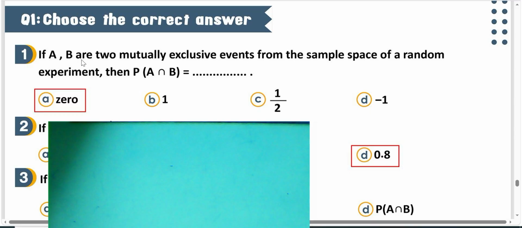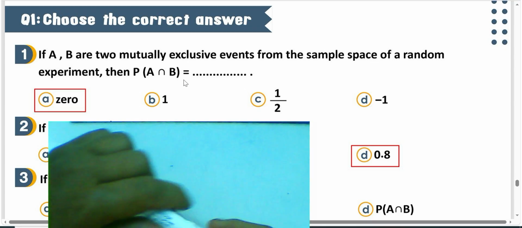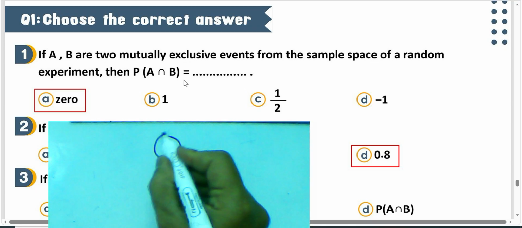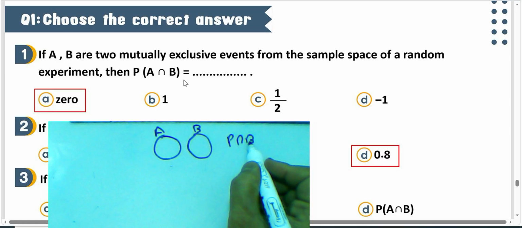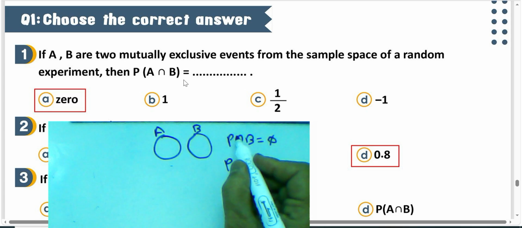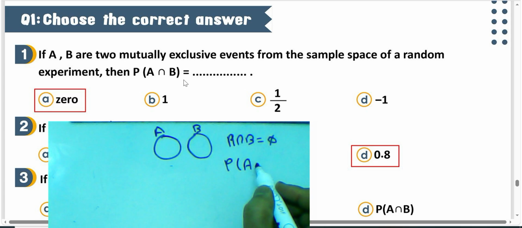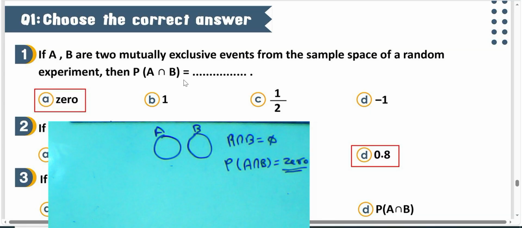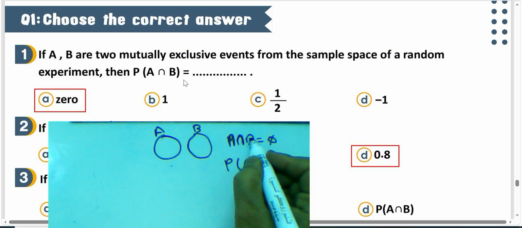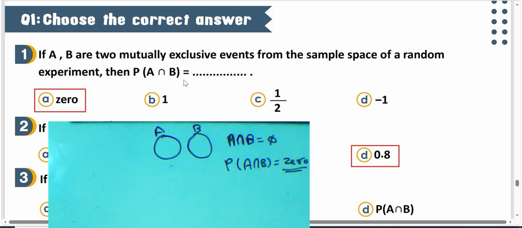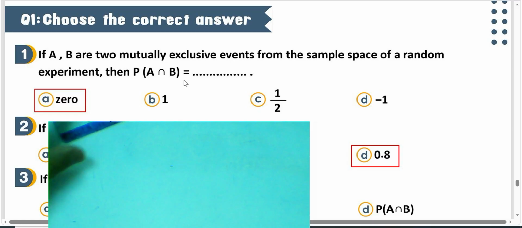If A and B are two mutually exclusive events from the sample space of a random experiment, then the probability of A intersection B. We know A and B are disjoint. Then the intersection between A and B will be the null set phi, and the probability of A intersection B will be 0. And the answer will be 0. Okay, if he asks about probability we must write 0, and if he asks about the intersection between A and B we can write null set phi. Okay, means the answer here will be 0.